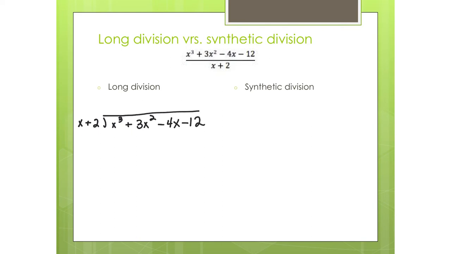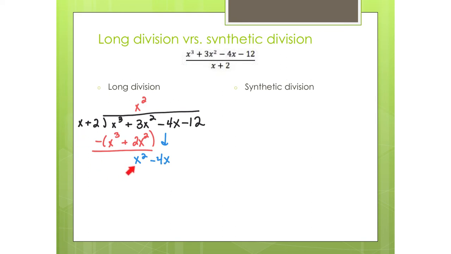Now we're going to divide one term at a time. So we're going to divide x into x cubed. That goes x squared times. Then we multiply that x squared by what's on the outside, lining it up with the powers. Then we subtract. And we drop down the next term, and we repeat that process.